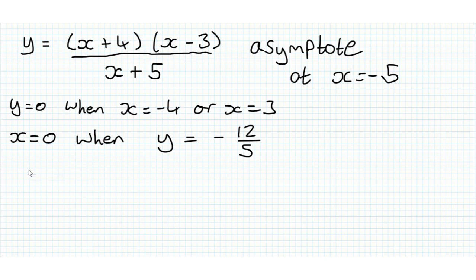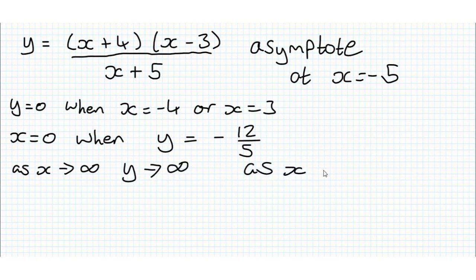Next thing we're going to look at is what happens as x and y approach certain values. So as x tends to infinity, this numerator has an x squared term, whereas the denominator's highest term is just an x term. So as x tends to infinity, the numerator gets bigger much faster than the denominator. So y tends to infinity.